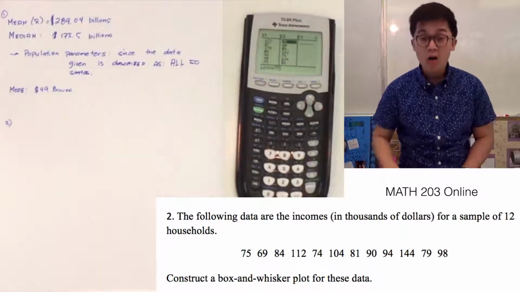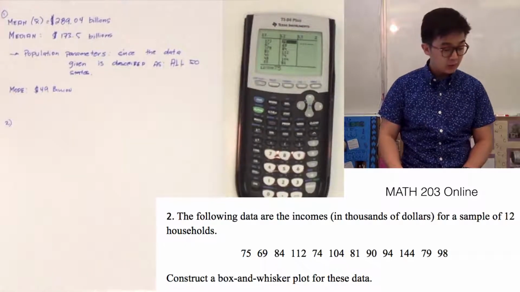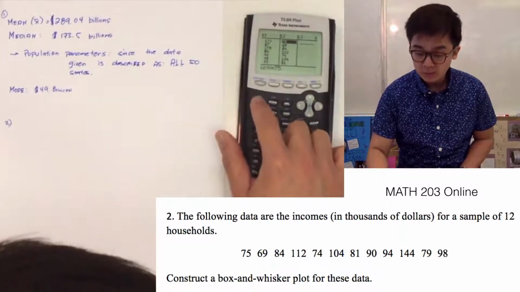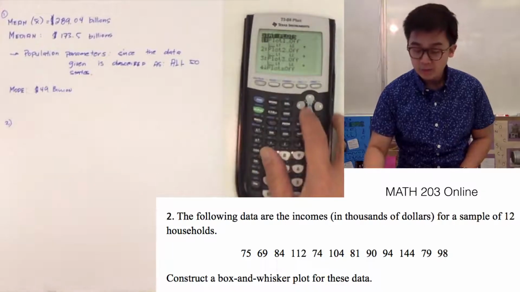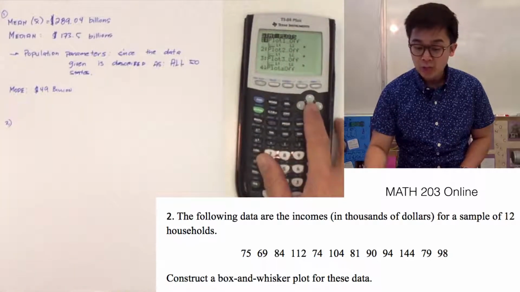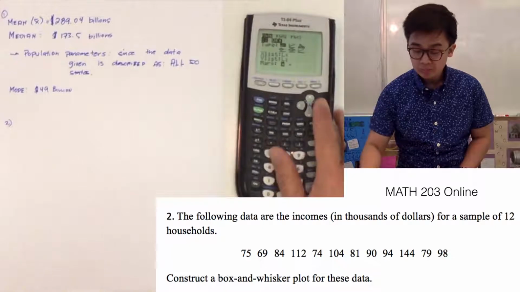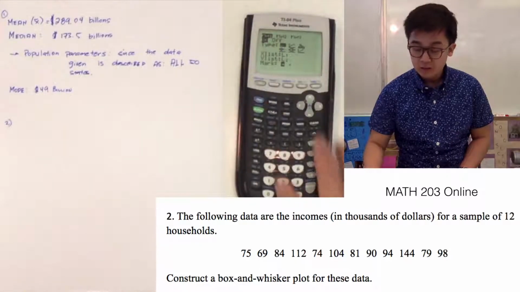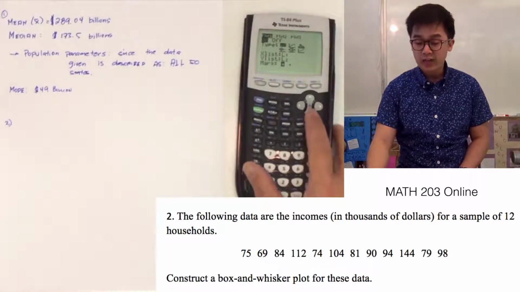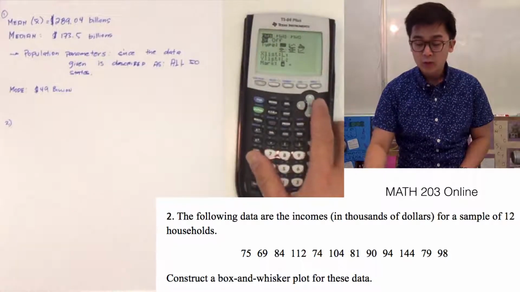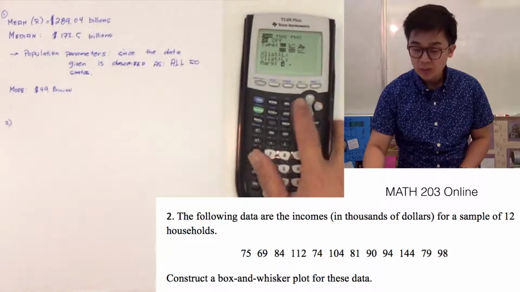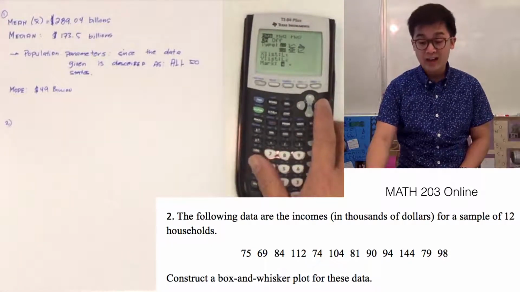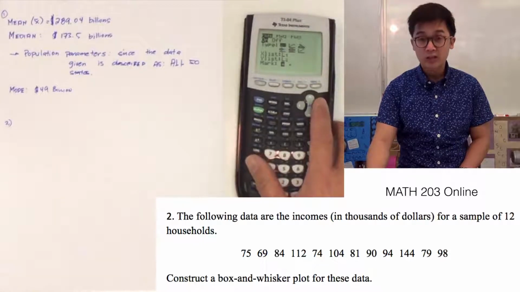So now that we have all our data set in list 2, to construct a box and whisker plot, we go to second function y equals, and we are going to turn on plot 1. So push enter and turn it on. Make sure that the on is highlighted in your calculator to make sure that it will graph your box plot. And you are seeing two box plots right here. This one is the box plot that will show the outlier, and this one is just the regular box plot.